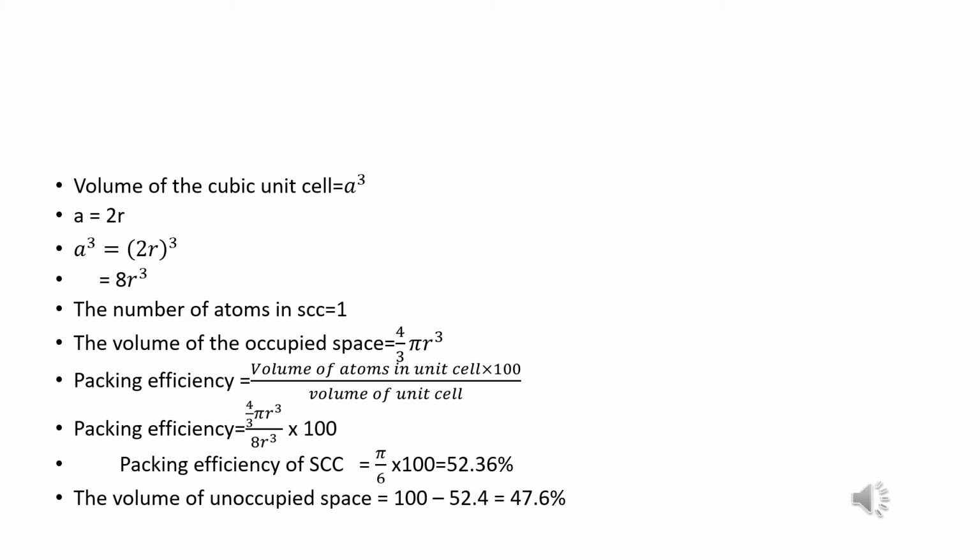So from this we get packing efficiency of SCC is equal to pi by 6 into 100, that is equal to 52.36%. Now we calculate how much space is empty, that is unoccupied space. The volume of unoccupied space equal to 100 minus 52.4, that is equal to 47.6%. This 47.6% is empty space and 52.36% is occupied space of SCC.